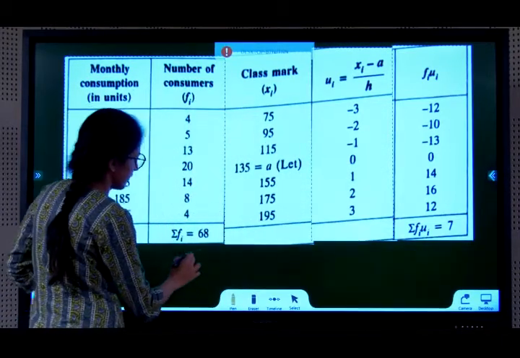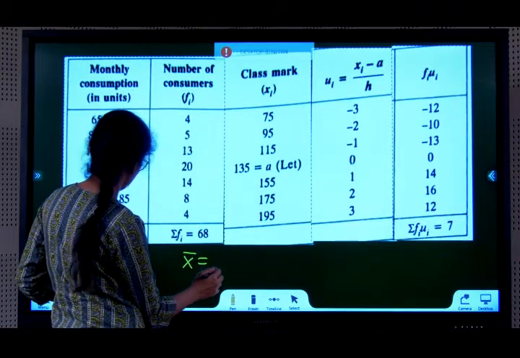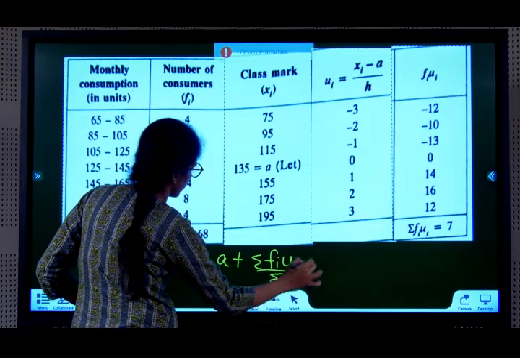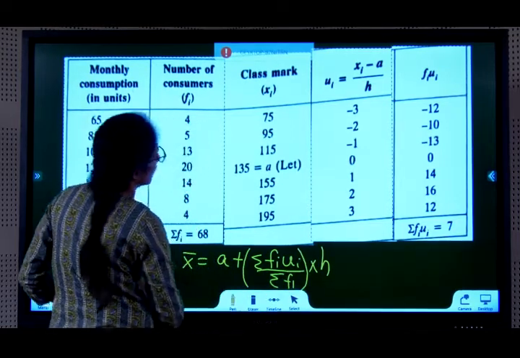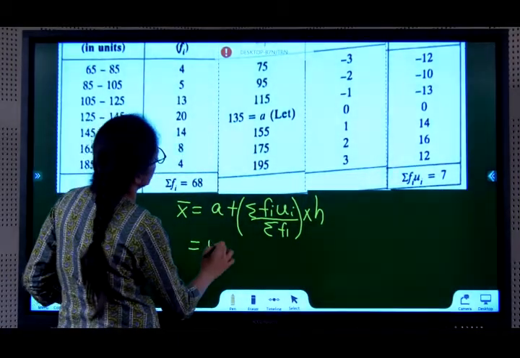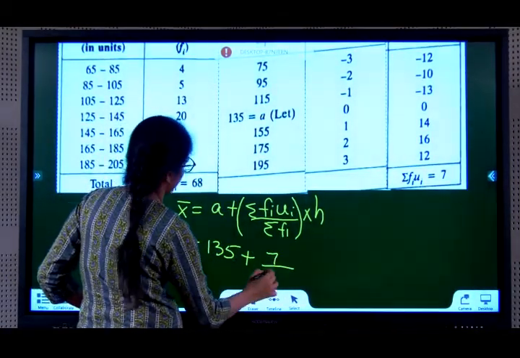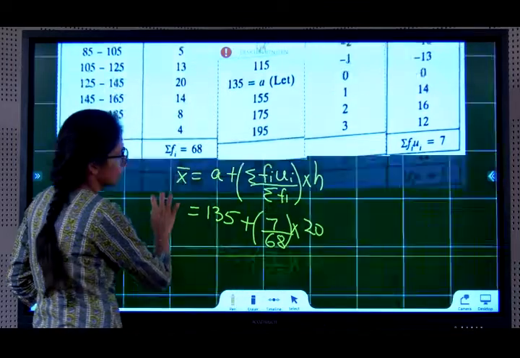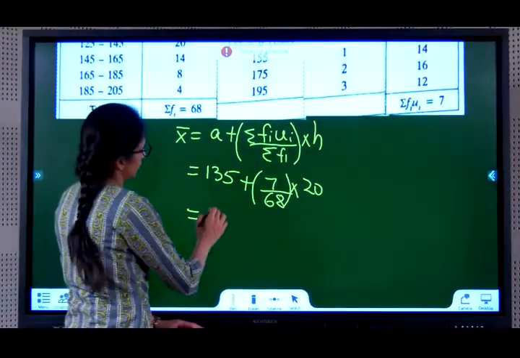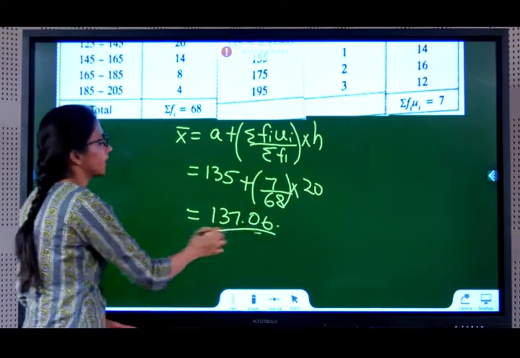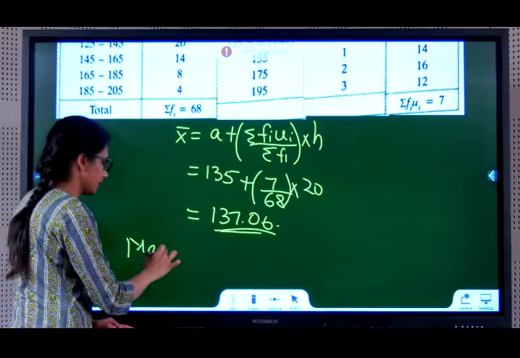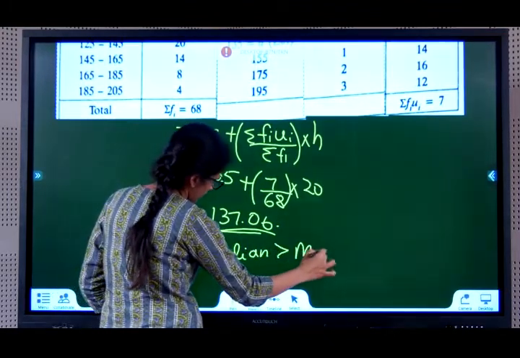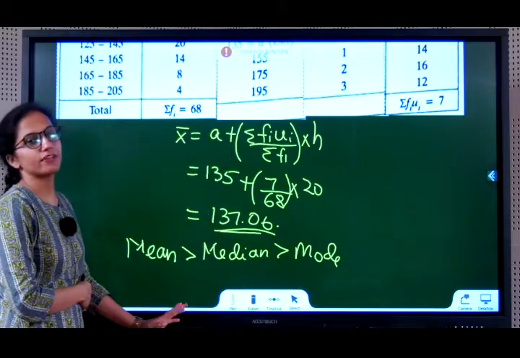Substitute in the formula, X bar is equal to A plus summation Fi Ui by summation Fi into H. What's the value of A? 135. Fi Ui 7, Fi 68, H 20. Solve this and see what you get. You get 137.06. Now compare the mean, median, mode. You will see the mean is more than the median, which is also more than the mode. Mode is the least, mean is the highest.